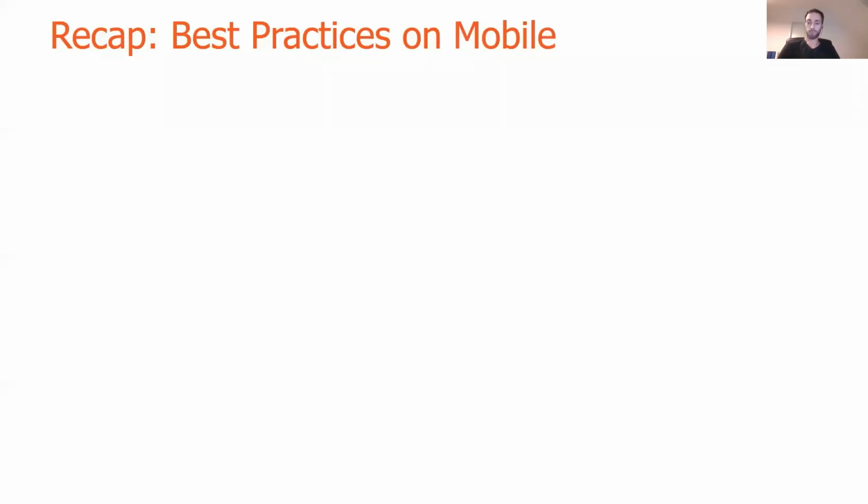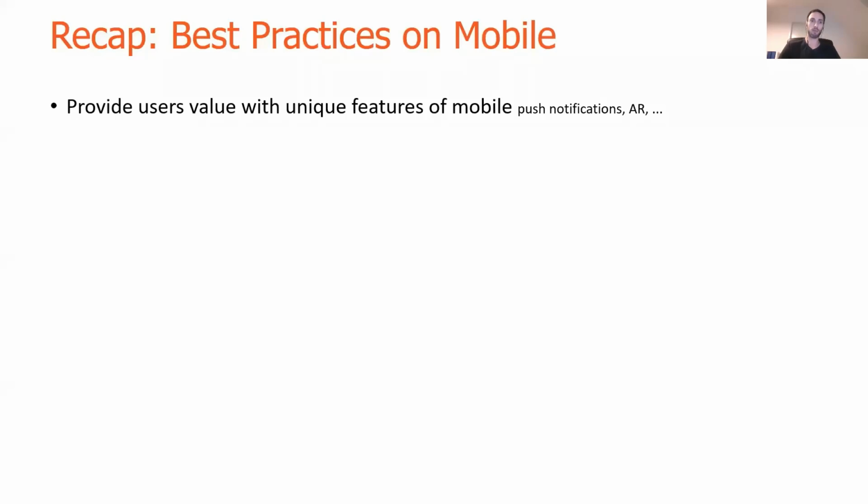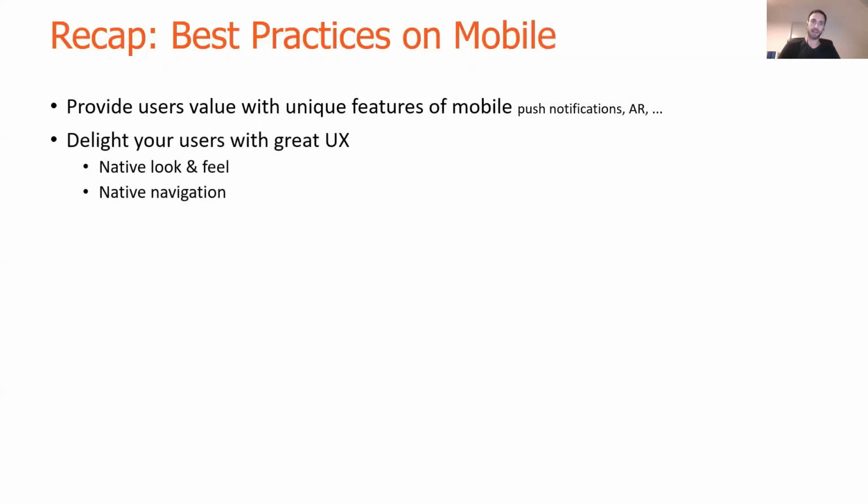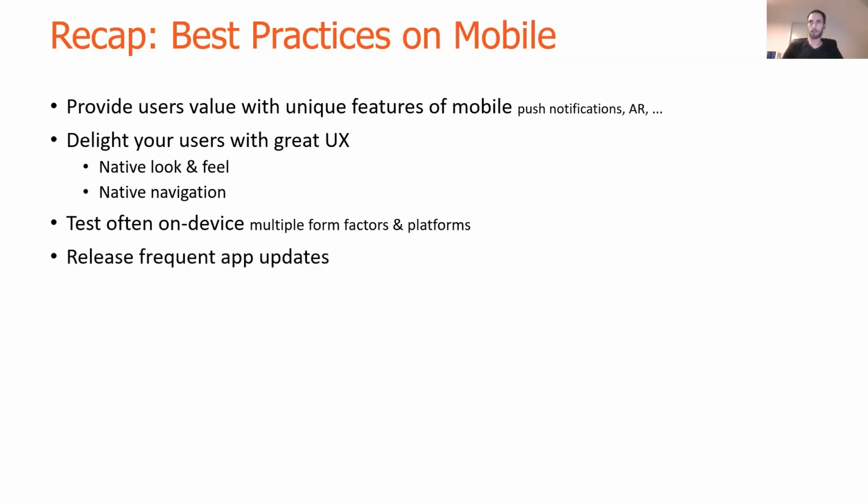First, of course, to provide real value to your users, make sure that you get the value proposition right. Then delight your users with great user experience and native user interface to have a native user experience for your users on mobile. Then, of course, test the application often during development to get the whole experience and the user interaction right. And release frequent app updates, because this is also something that's often overlooked on mobile.